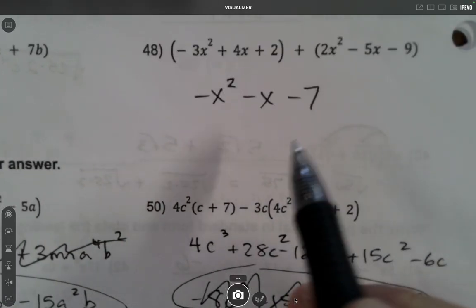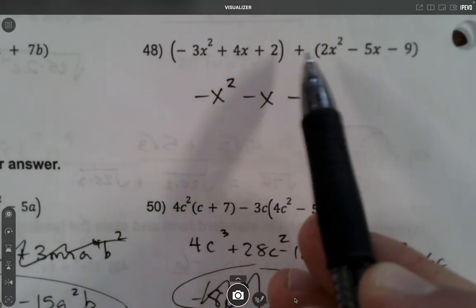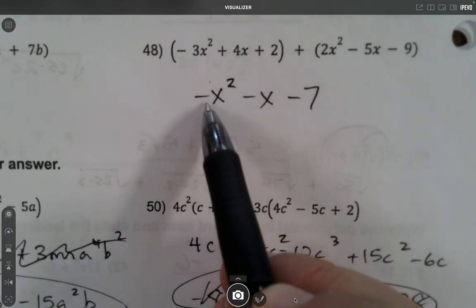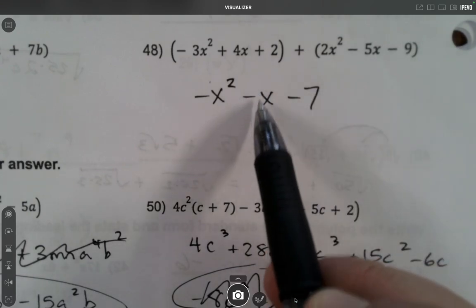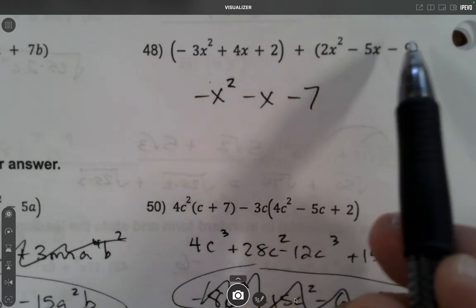48, we have x squareds. Negative 3x squared plus 2x squared is negative 1x squared. 4x plus negative 5x is negative 1x. 2 plus negative 9 is negative 7.